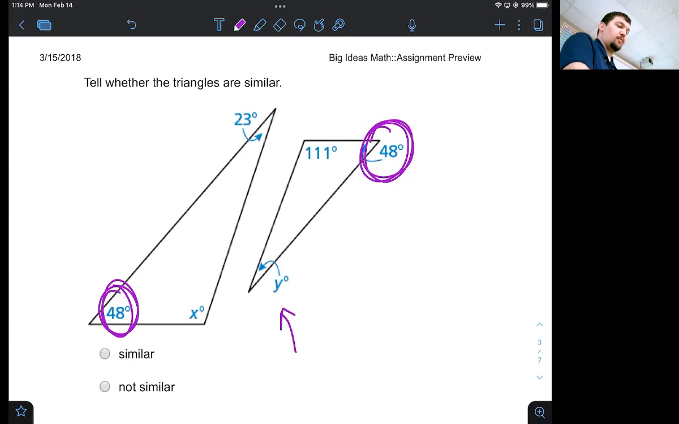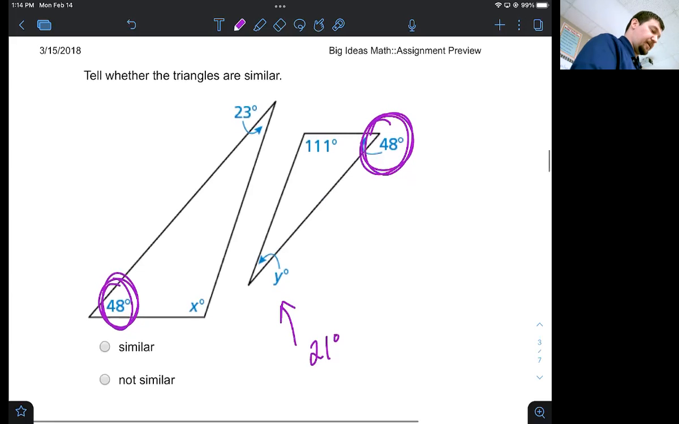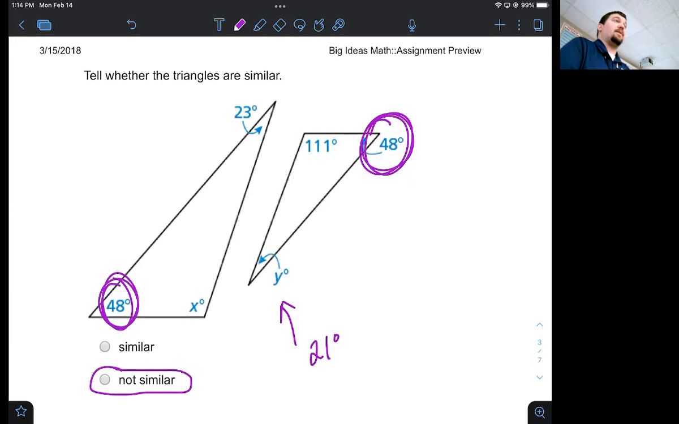By the way, 159 is what 111 and 48 add to. What is that, Christian? 21 degrees. All right, so close but no cigar. These are not going to be similar. And if you're wondering, on the test tomorrow, how would I show my work for that? You'd show me that you found what the other angle was, and I know that it doesn't match.